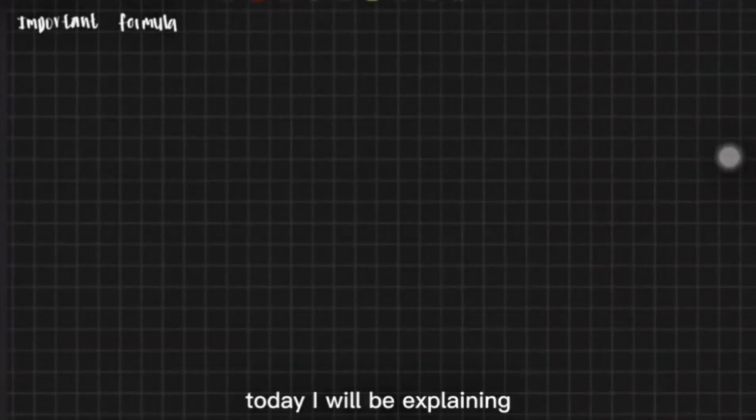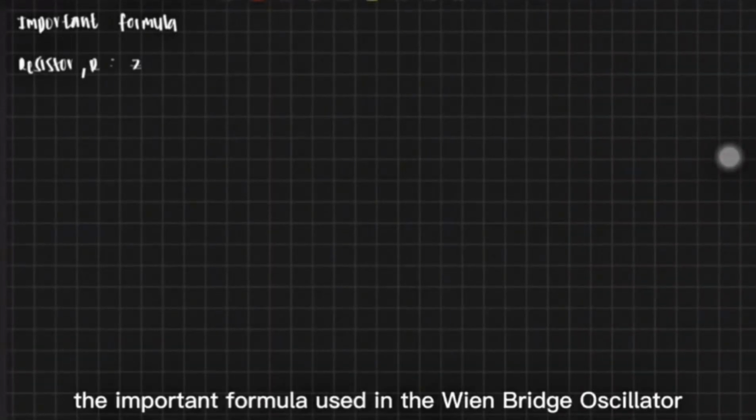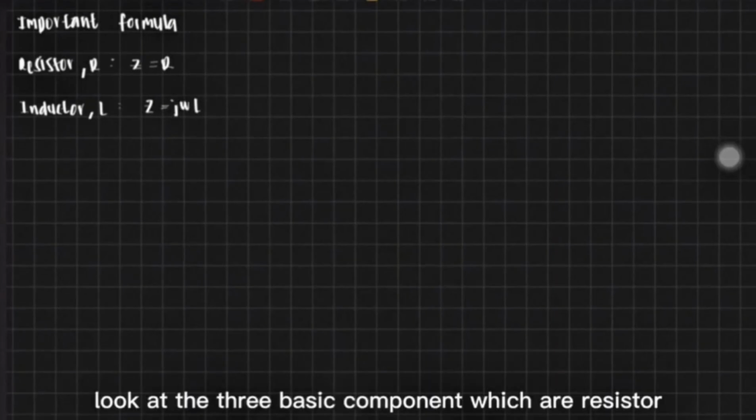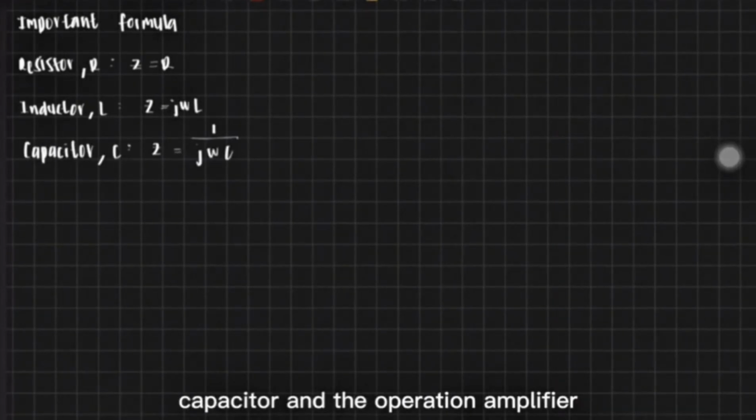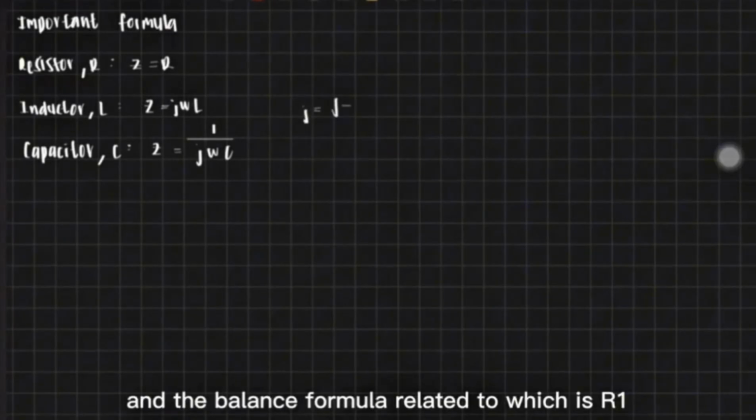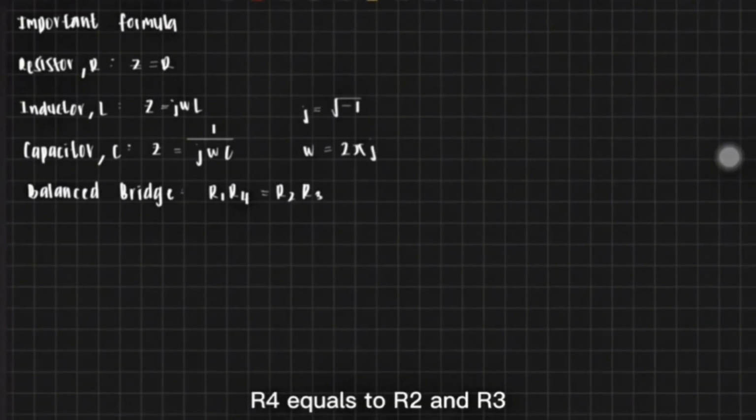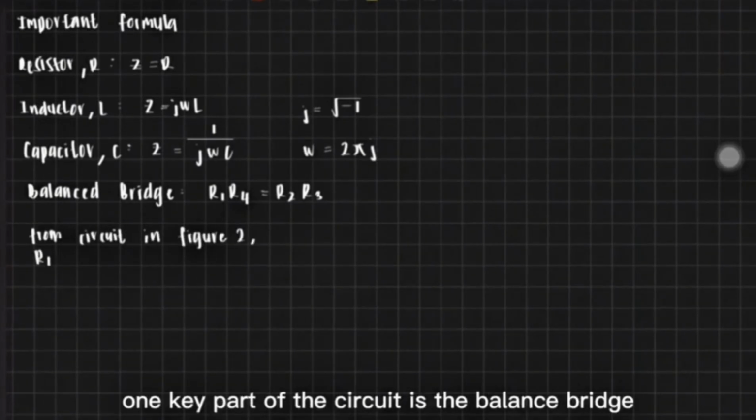Today I will be explaining the important formula used in the Wien bridge oscillator. First, look at the three basic components, which are resistor, capacitor, and the operational amplifier, and the balance formula related to them, which is R1 R4 equals R2 R3. One key part of the circuit is the balanced bridge.